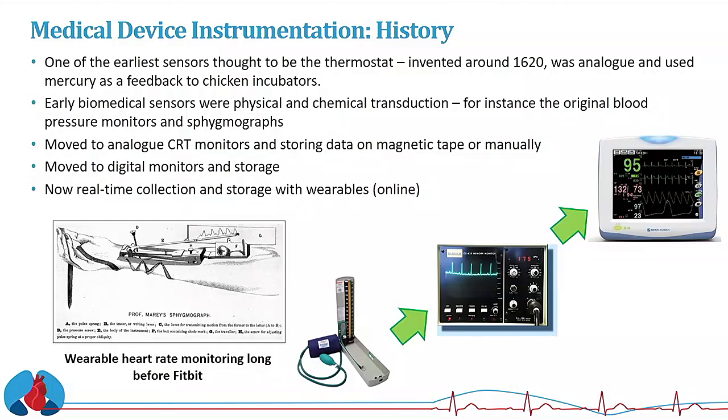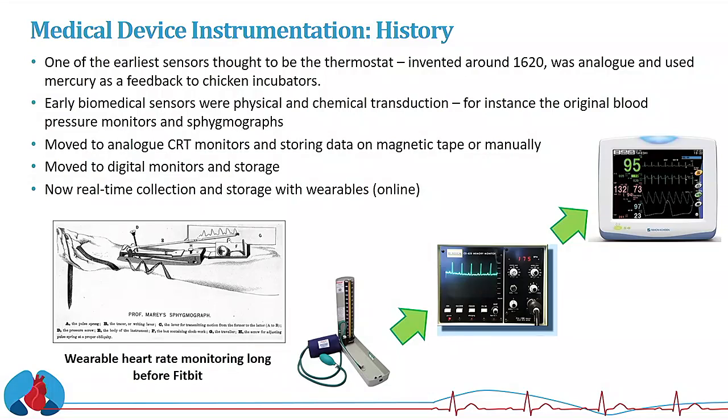In terms of biomedical sensors, the earliest sensors were about physical and chemical transduction. The original blood pressure monitor is this device here. You can see he's physically wearing it on his arm. It's got a little needle there, and as the blood pulse pressure travels down the vein, it draws a little output on this graph here. So completely mechanical. In a similar way, that's how these devices work. Obviously a little bit less obtrusive than that, but still the same thing.